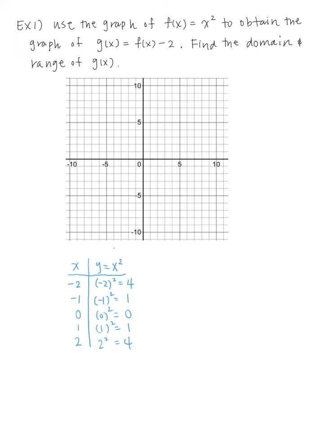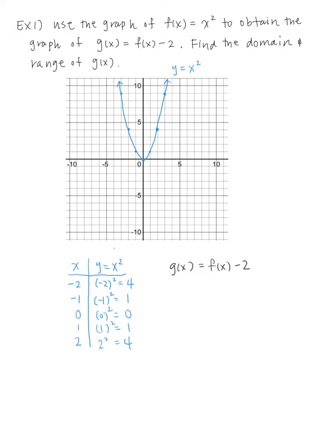So let's use these points to graph y equals x squared. And here it is. All I did was just plot some points. So this is y equals x squared. Sometimes we call this graph the mother graph. That's what I usually call it. But anyways, let's take a look at our g of x, because that's the graph that we want to draw. So our g of x is f of x, which is what we just graphed, and then minus 2. Okay, so what does it mean? Well, that means that we're going to have to shift our mother graph 2 units downward.